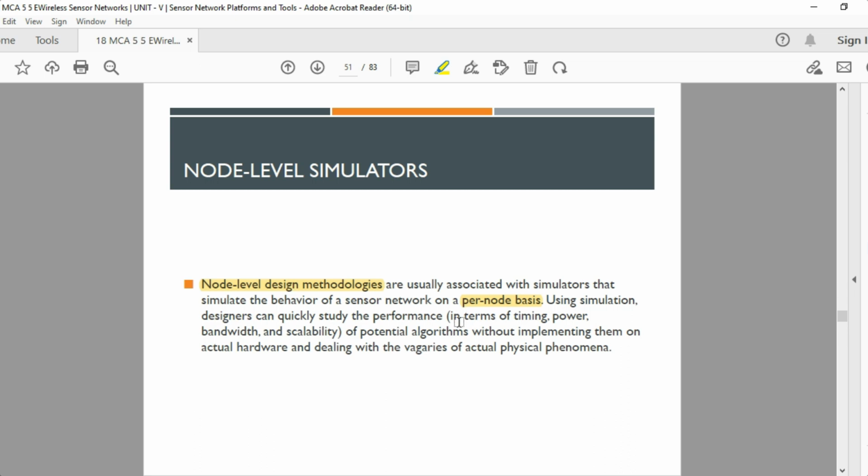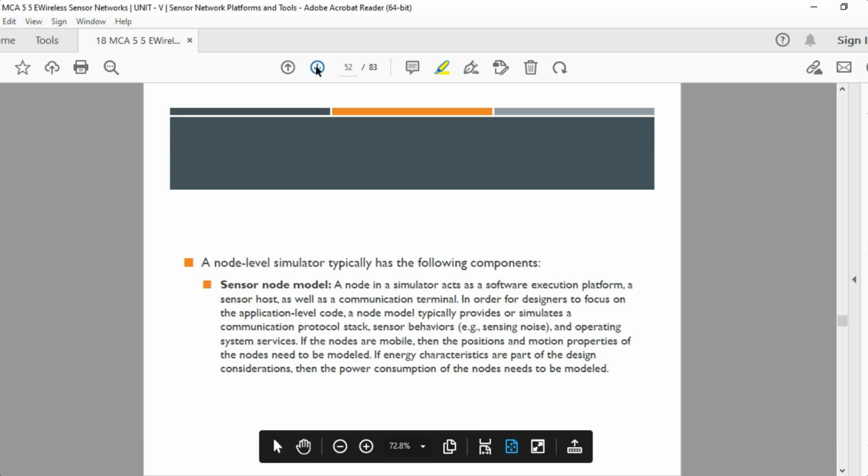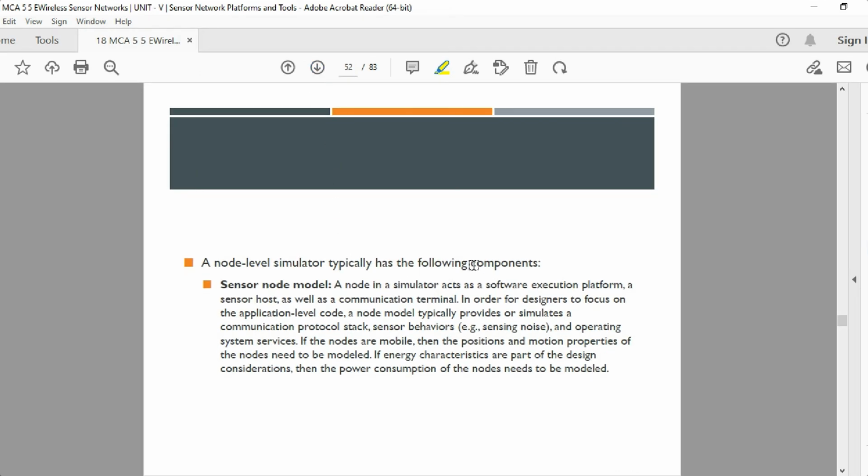Okay, so if you are making use of any particular algorithm for the simulation, we have to take care about the performance. Without implementing them on the actual hardware, we have to take down these physical phenomena. So basically, a node level simulator consists of the following components. Number one, it is going to have a sensor node model.